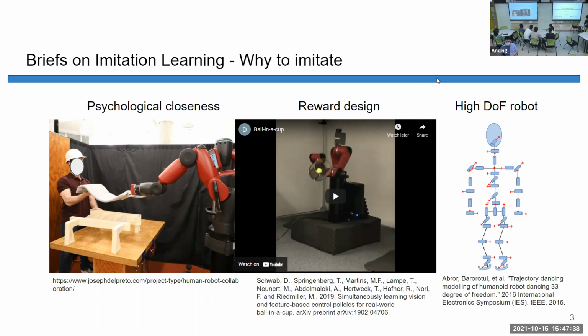And from an engineering point of view, some robots possess high degree of freedom. So it's very hard to command the trajectories manually. So in this case, imitation learning is also a good tool.